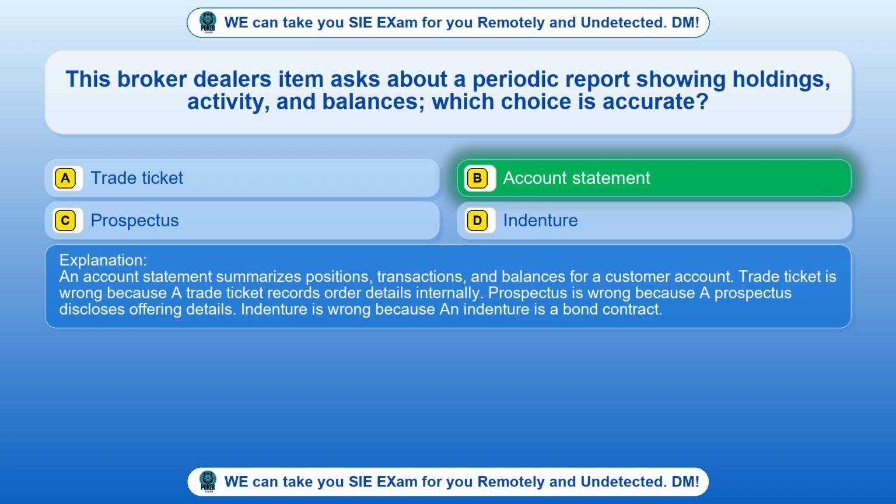An account statement summarizes positions, transactions, and balances for a customer account. Trade ticket is wrong because a trade ticket records order details internally. Prospectus is wrong because a prospectus discloses offering details. Indenture is wrong because an indenture is a bond contract.